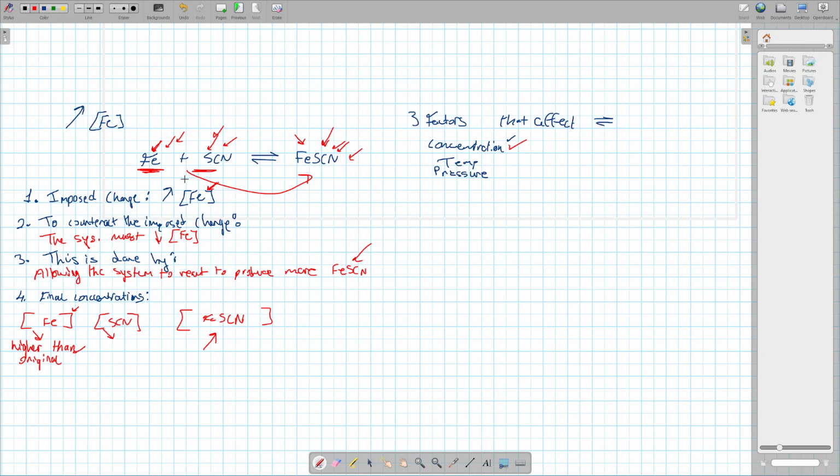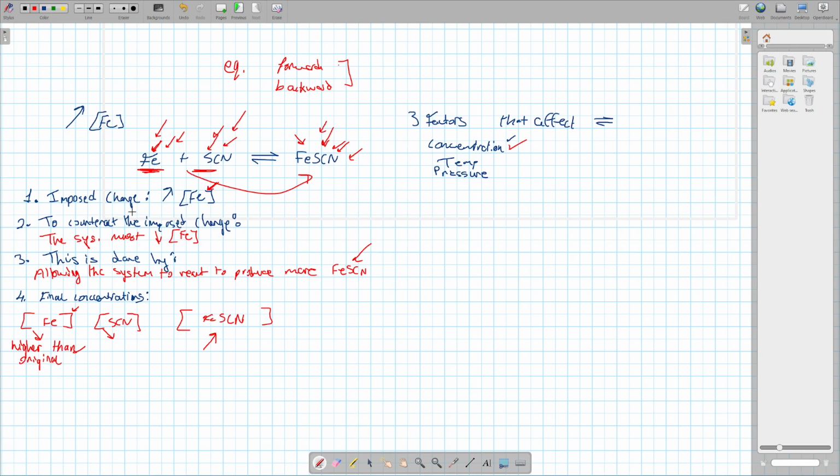Okay, and therefore the final concentrations would be increased Fe and increased SCN, but a decrease in FeSCN, but it would still be a bit higher than the original. So in simple words, the equilibrium can shift forward or backward. Okay, these are very important because, like most of the questions, they ask if it goes forward or if it goes backward.